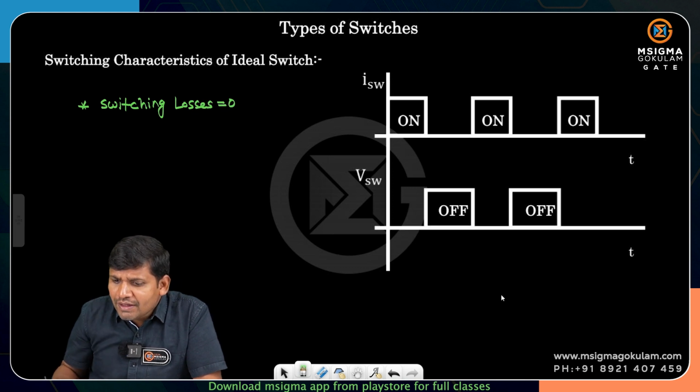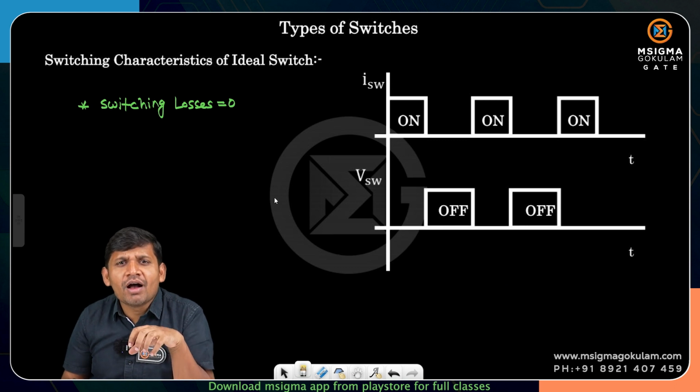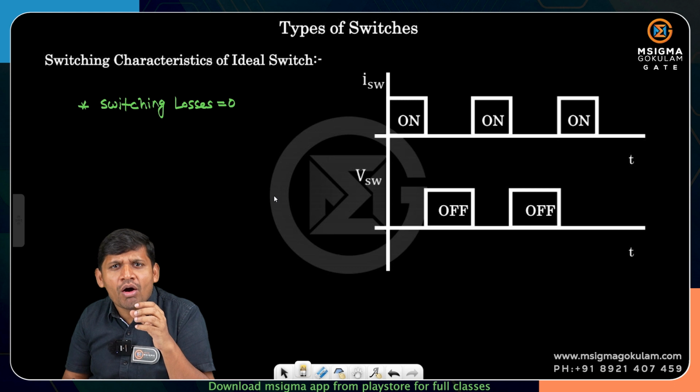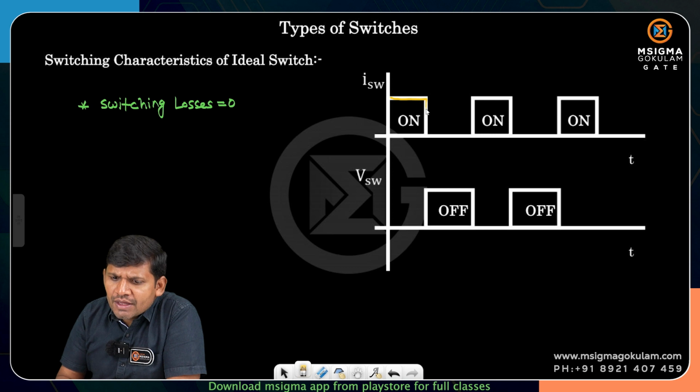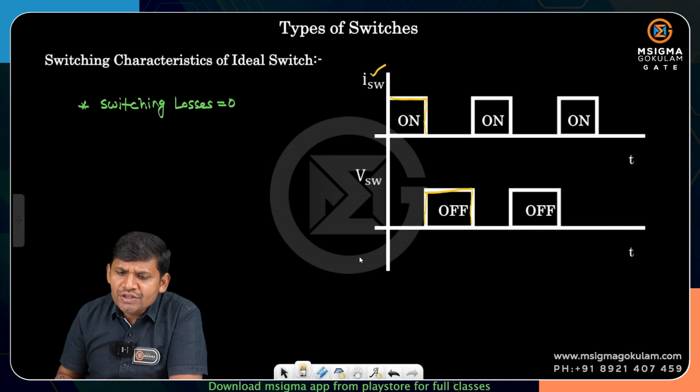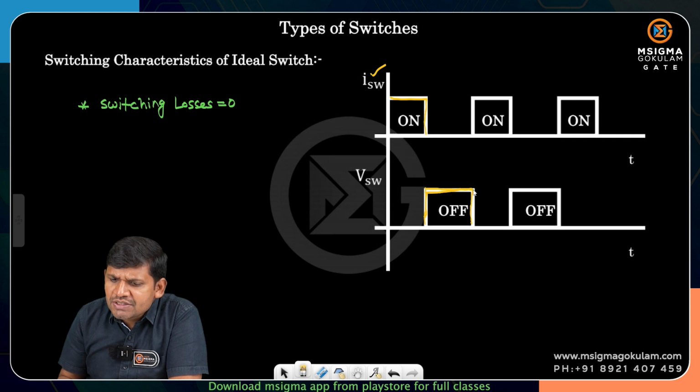Sir, why are the switching losses 0 in an ideal switch? Because there is instantaneous switching from on state to off state and off state to on state. See, here the switch is conducting, in the on state, and here the switch is in the off state. Switch conducting means it carries current. Switch in off state means it blocks voltage. But see the observation here, students: from on state to off state, the current suddenly falls and the voltage suddenly rises.